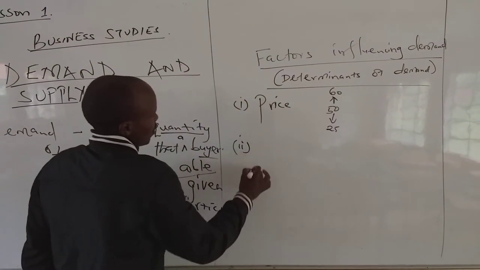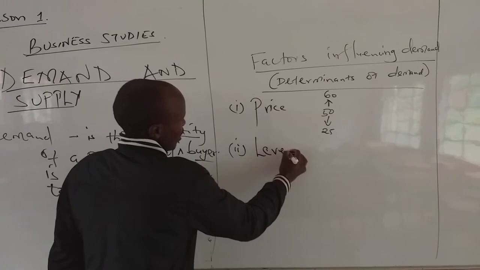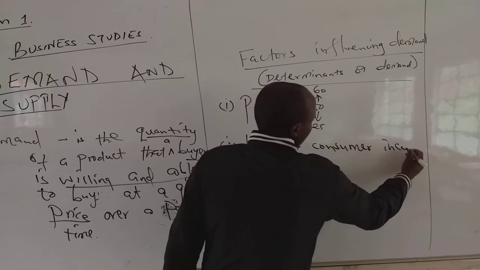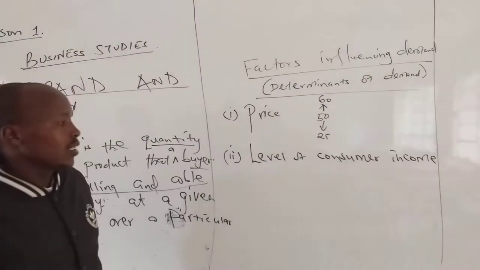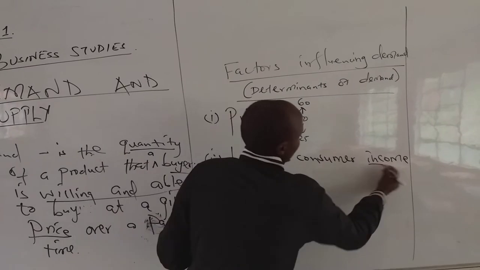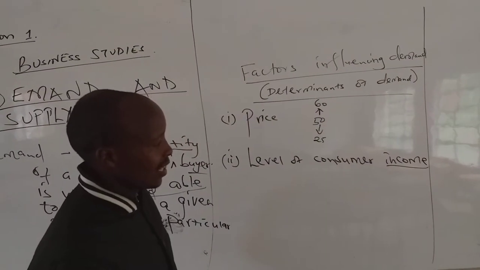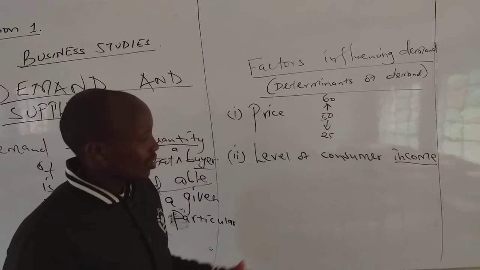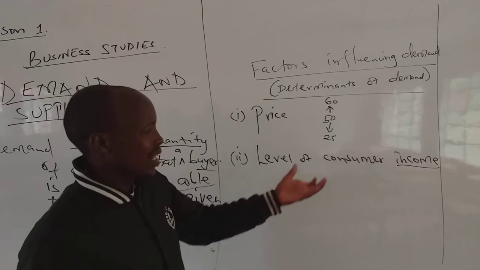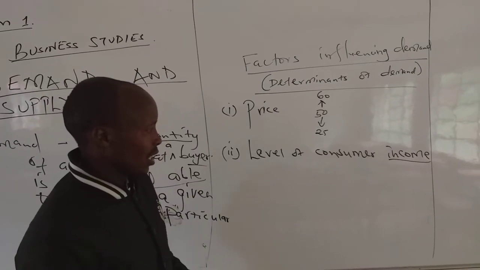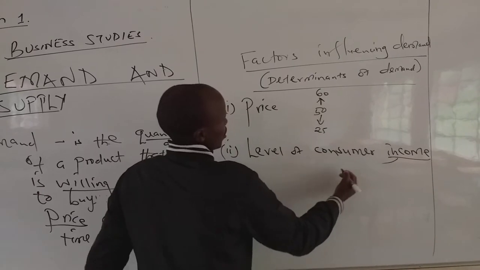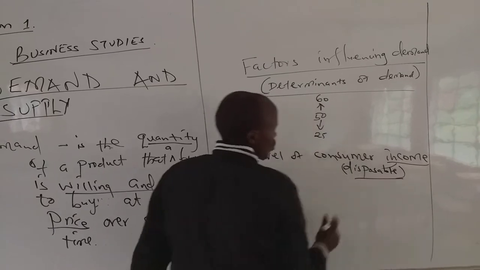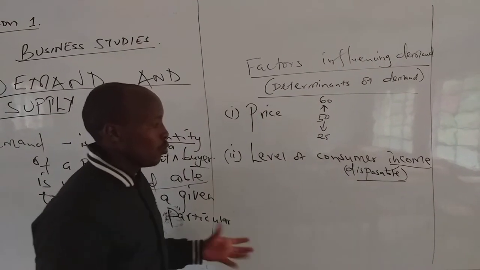Number two, level of consumer income. When we talk of income here, we mean what you earn in form of salaries, wages, your revenue, your money. In this case, we shall not deal with all the income, we deal with what we call disposable income. The amount of money which you want to dispose of in order to buy goods and services.